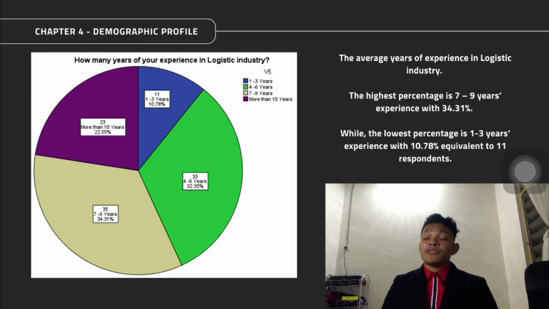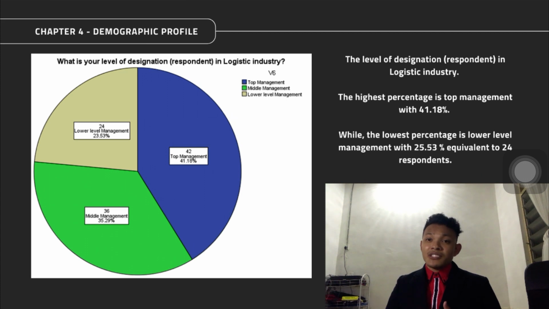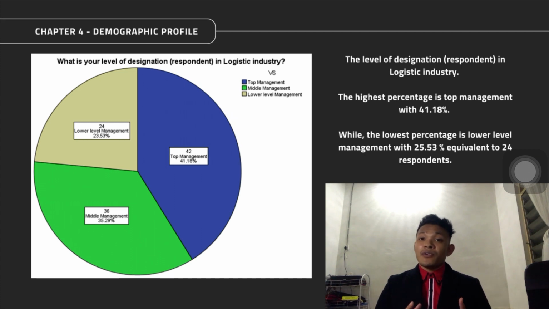Next, the average years of experience in the logistics industry. The highest percentage is 7 until 9 years of experience, which is 34.31%, while the lowest percentage is 1 until 3 years of experience, which is 10.78%, equivalent to 11 respondents only. Next, the level of designation of respondents in the logistics industry. The highest percentage is top management, which is 41.18%, while the lowest percentage is lower level management, which is 35.53%, equivalent to 24 respondents from 102 respondents.